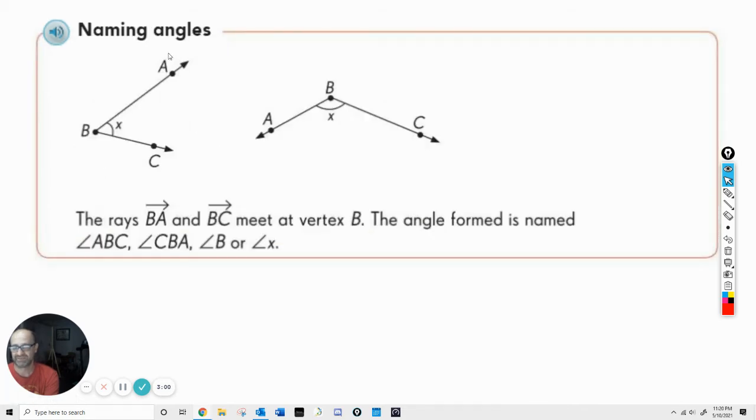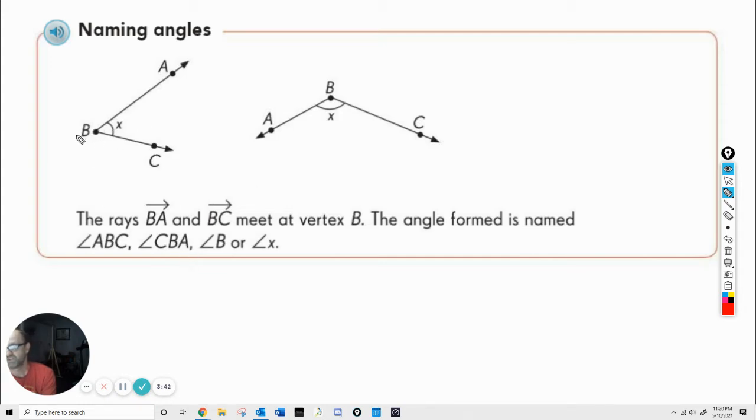Naming angles. Okay, this is actually pretty important. The rays BA and BC meet at vertex B. The angle formed is named angle ABC or CBA or angle B or angle X. When you're using the 3-letter form, you need to make sure that the middle letter is the one that is the vertex.